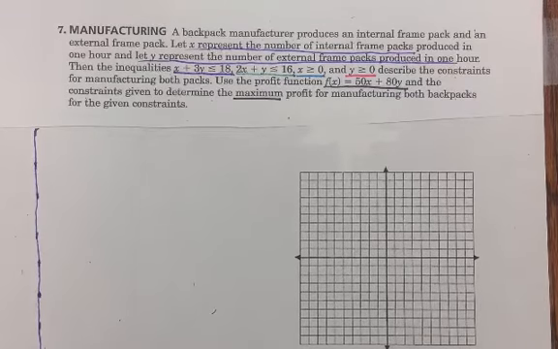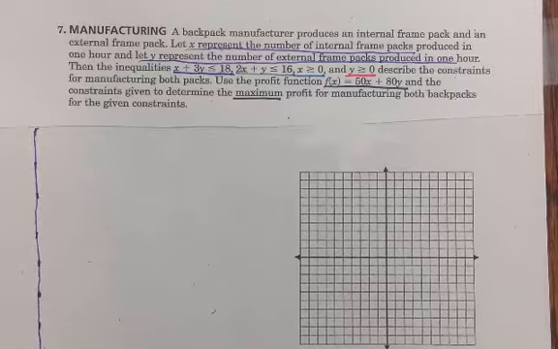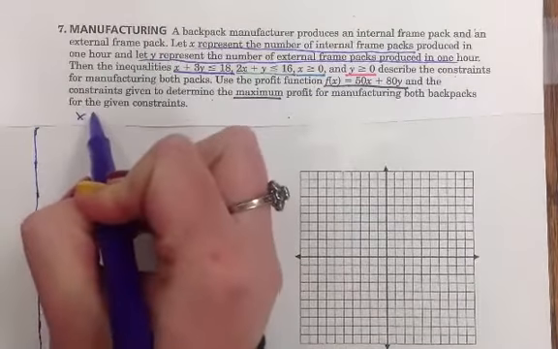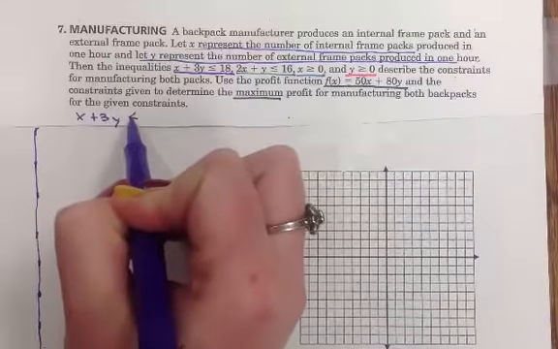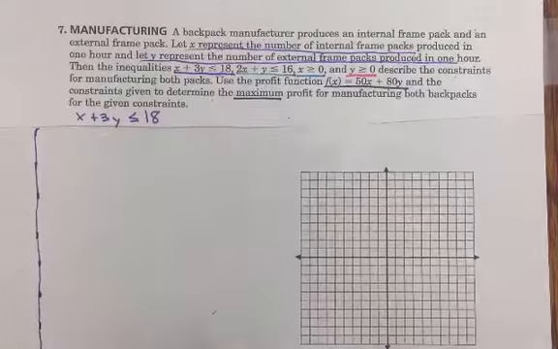Use the profit function f(x) = 50x + 80y and the constraints given to determine the maximum profit for manufacturing both backpacks for the given constraints. Well, let's take a look at the first inequality they give us. We have x + 3y ≤ 18.